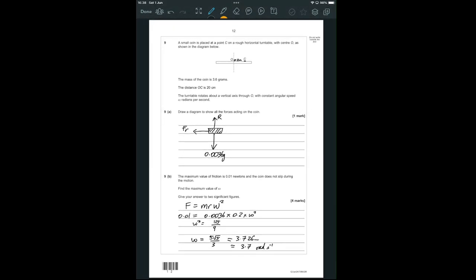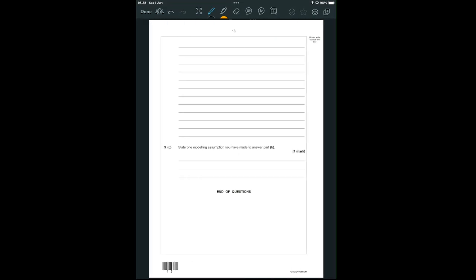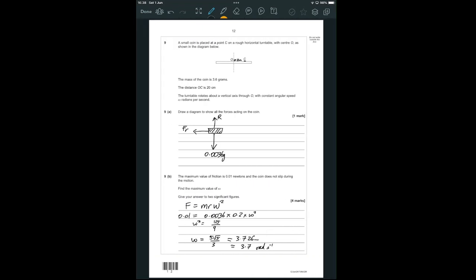A quick read through. I haven't missed anything out. There are no other forces on the coin, so happy. State one modelling assumption you've made in part B. So what else did I assume when I found the maximum value of omega? Some of these are already written in the question. You should try and avoid writing an assumption that's already there. The classic is air resistance. We've kind of assumed that there's no air resistance.